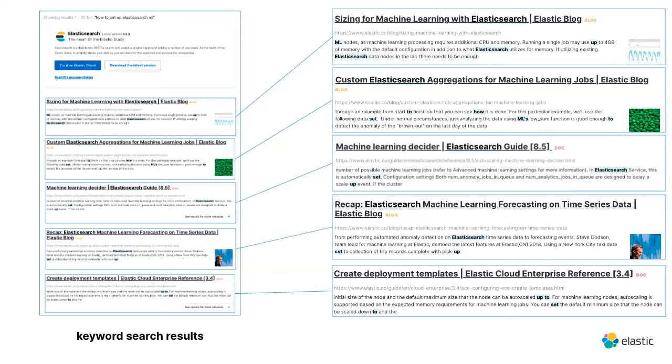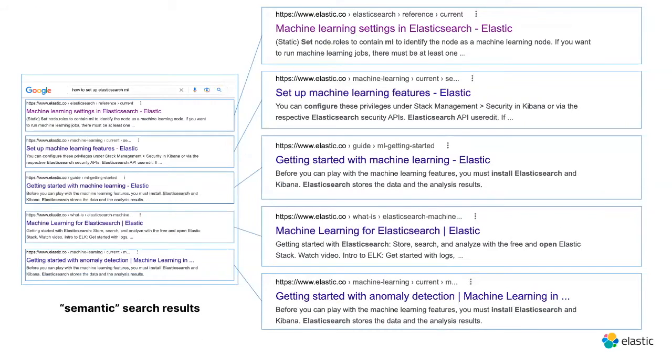Now, if we search with Google, we actually get a pretty good experience here, because we get first, machine learning settings in Elasticsearch, set up machine learning features, Elastic, getting started with machine learning, getting started with anomaly detection. Good results. So how have they done this, and how can we drive towards a more semantic type search set of results?